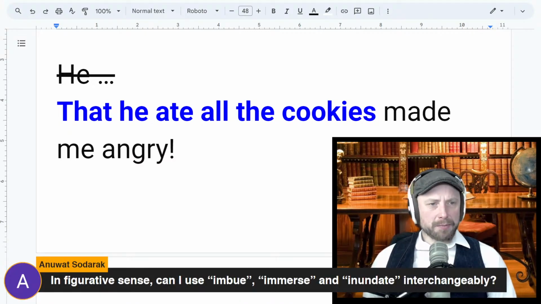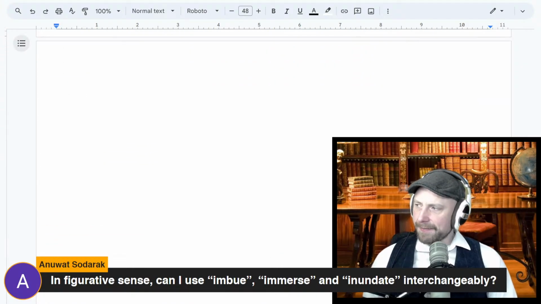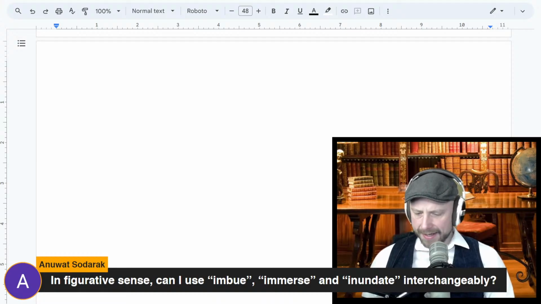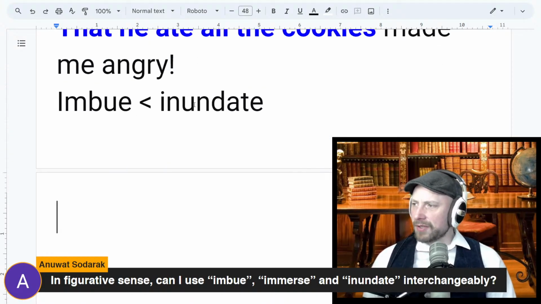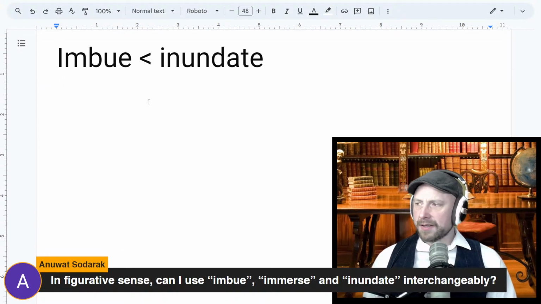In a figurative sense, can I use imbue, immerse, and inundate interchangeably? I wouldn't say they're interchangeable exactly. In a figurative sense, no, they're not interchangeable. I would say that inundate is more than imbue. Inundate is like totally flooded. So I would say that imbue is a bit less. Imbue is a lot, but inundate is just like everywhere.